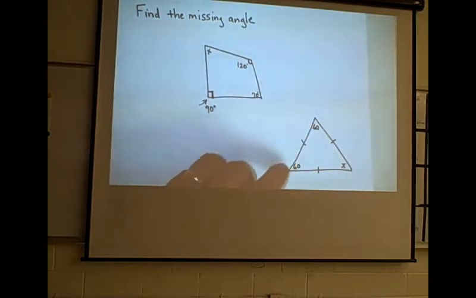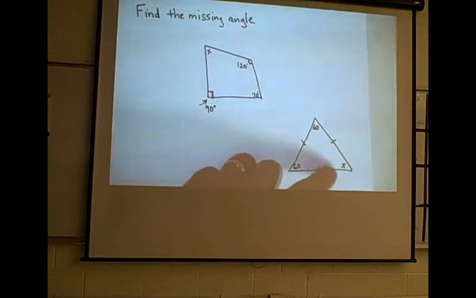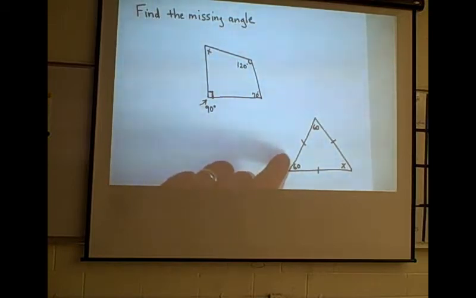The other question is a triangle. 60 degrees, this one's 60 degrees, and this one is X. But we have 3 other markings here, which will help you solve this. Go ahead and take your time, work it out closely, and then we'll check your answers.